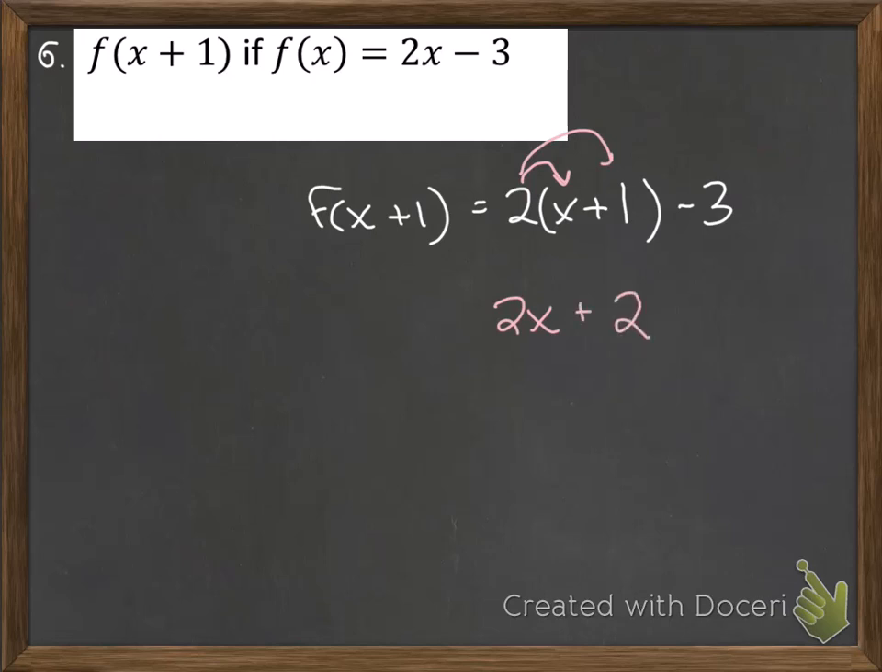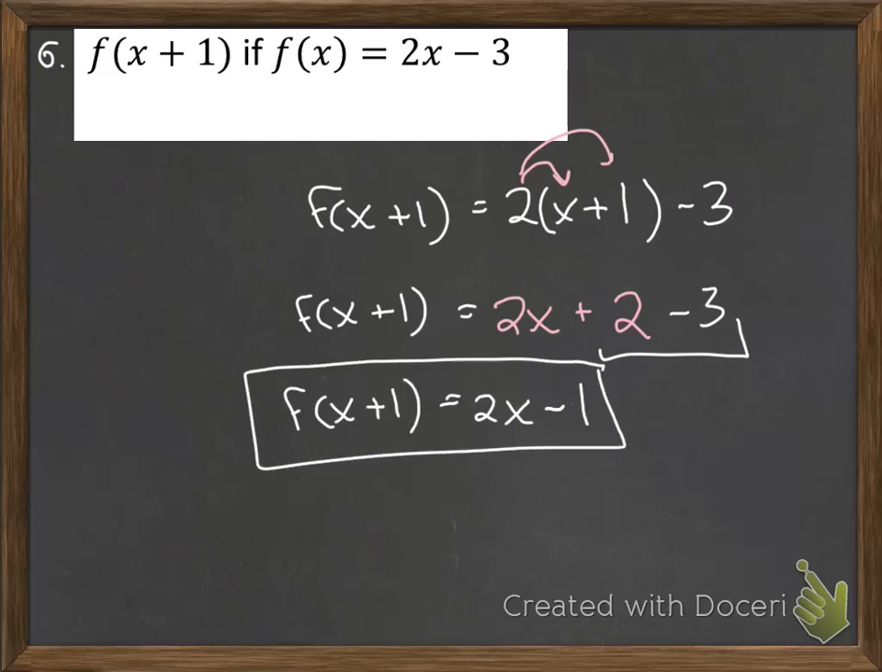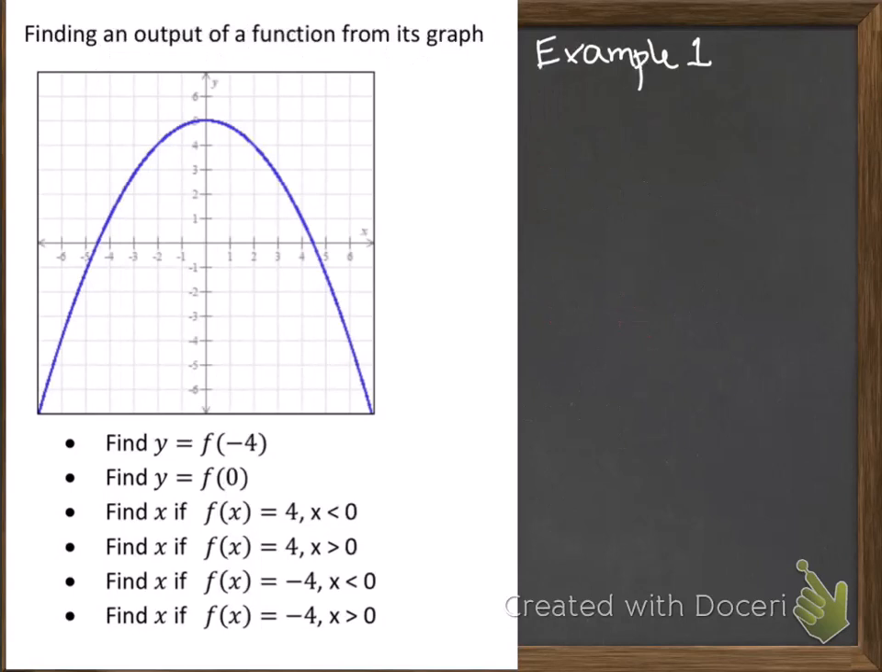Let's bring down everything else. So we have f of x plus 1 equals 2x plus 2 minus 3. Hopefully you realize these are like terms. 2 minus 3 is negative 1. So we can say that f of x plus 1 is equal to 2x minus 1. And again, if you had to write that as an ordered pair, it would be x plus 1 comma 2x minus 1.